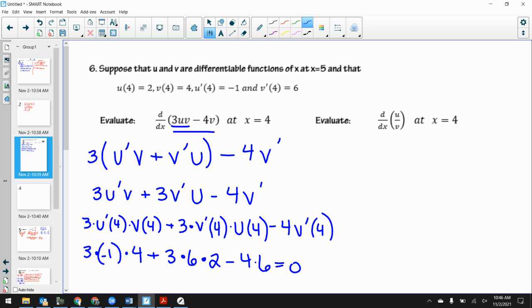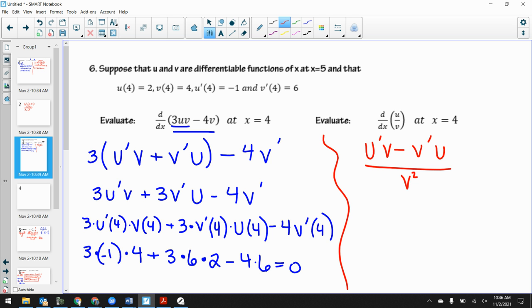Okay. Let's do the other evaluate of this. This one's a lot simpler because I just say evaluate u over v. Quotient rule. Evaluate the quotient rule at 4, which is u prime v minus v prime u over v squared. Regular v squared on the bottom. Not the derivative, just regular v squared.